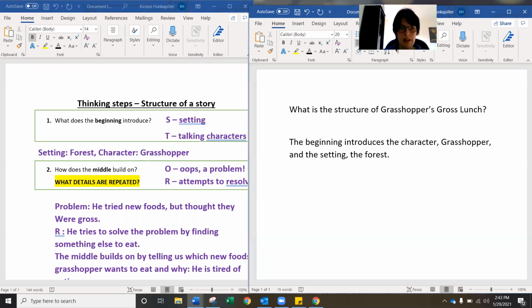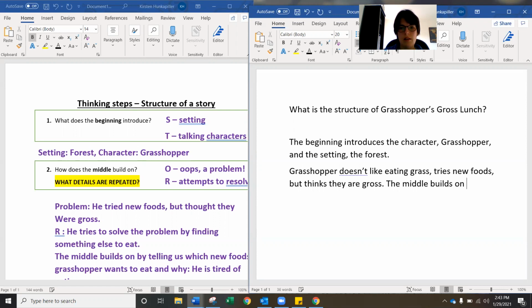What's the problem in the middle and how does the middle build on it? I might need 2 sentences for that. So, Grasshopper doesn't like eating grass, tries new foods, but thinks they are gross. The middle builds on that by telling us what he tries, and why.